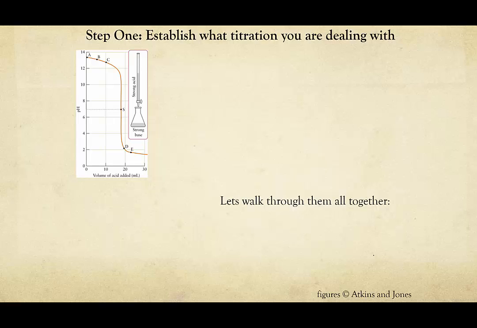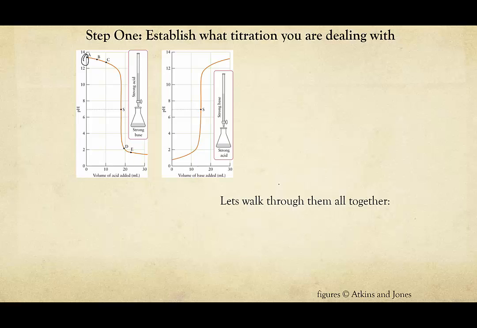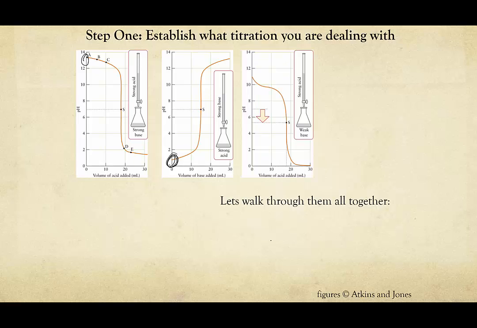So the first one that I have shown here, we can see where our pH starts, and it's at a basic pH, and so that's got to be a base. You know that it has to be a strong base because there's no buffering region. The same thing is true with a strong acid. It starts at a low pH this time because it's an acid, and we don't see any buffering region. So we know that it must be a strong acid.